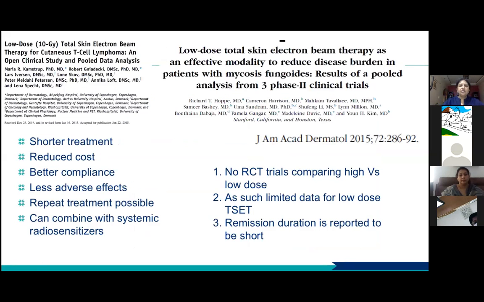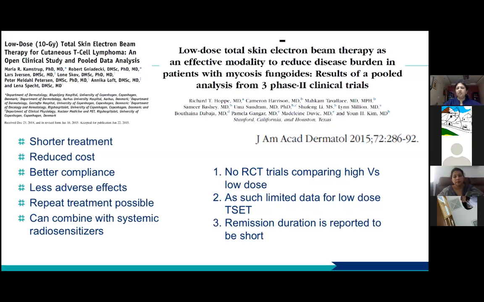There is a newer concept which talks about low dose total skin electron therapy for cutaneous lymphoma. In fact, there is enough data. By low dose, it means a dose in the range of 8 to 12 gray. Median dose is 10 gray. The advantage of low dose TSET is that it is a shorter treatment, with reduced cost. The compliance is better. There are fewer side effects. Re-radiation is easily possible, but I do not use it.